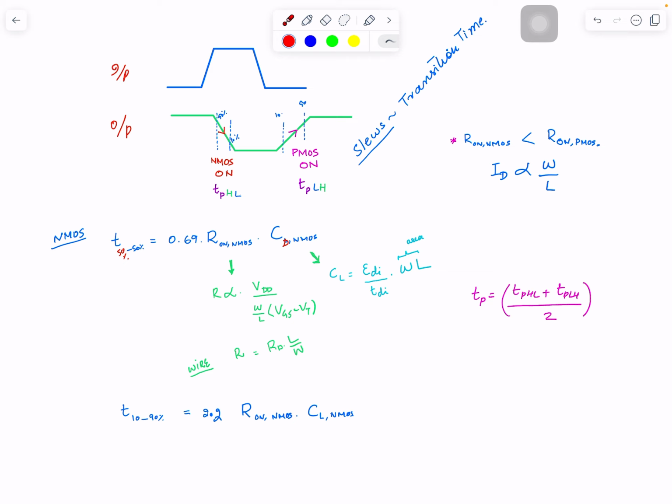So we covered this one, this one, and this one. We didn't cover this thing. If you want to calculate the overall propagation delay, say somebody asks for the propagation delay of the inverter, then you take an average of the NMOS value and the PMOS value, and that will be it.